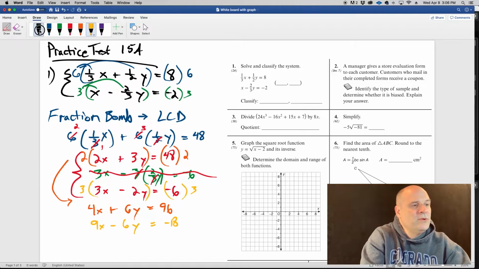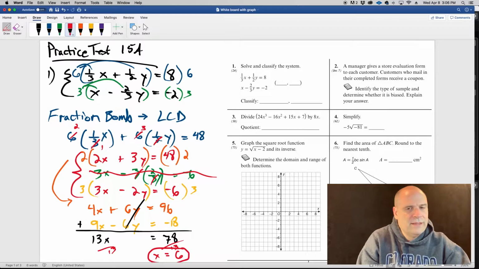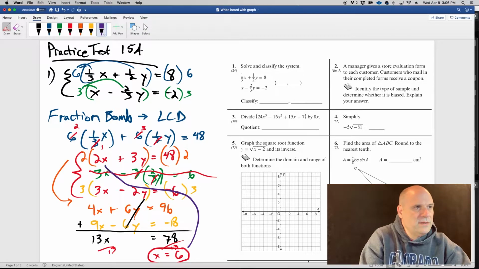Now we're going to add both equations together to get 13x. These cancel, equals 78. Divide by 13, and x equals 6. That's nice. If x equals 6, I'm going to plug it into one of these equations. Looks like this top one is good. So let's plug it into this top equation right there.